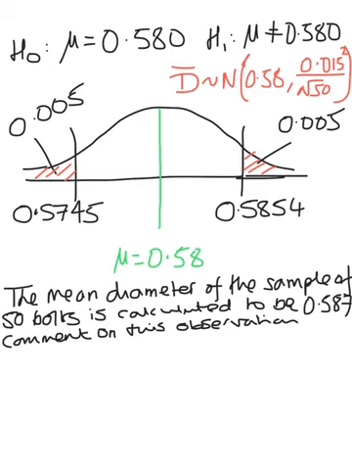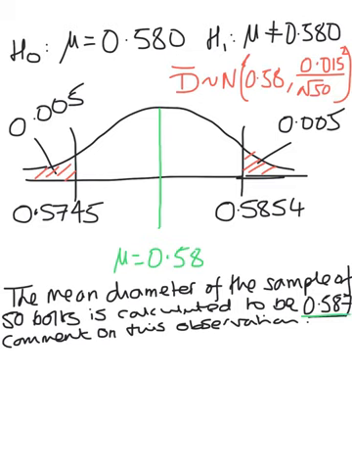So finally, to answer the second part of the question, it says the mean diameter of the sample of 50 bolts is calculated to be 0.587. So comment on this observation. Now, our original hypotheses were, the null hypothesis was the mean was equal to 0.58, and the alternative was that it wasn't equal to 0.58. And our critical region, if we were to reject our null hypothesis, the mean diameter of the sample would have to be less than 0.5745 or greater than 0.5854.